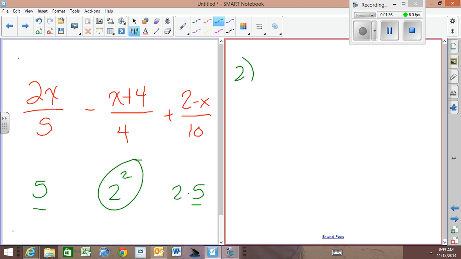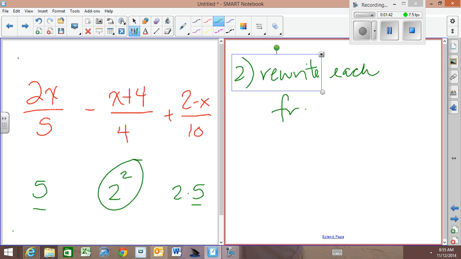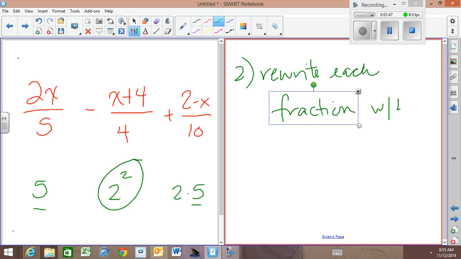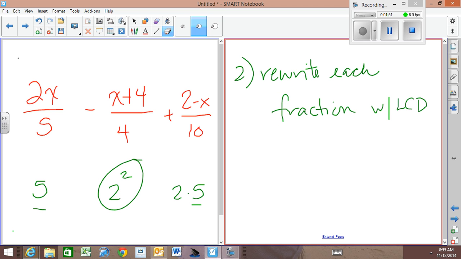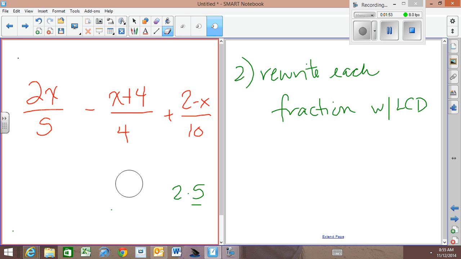The second step is to rewrite each fraction with the common denominator that you decided you wanted to use. So rewrite each fraction with the least common denominator. This is a step that a lot of you, I think, are trying to do mentally, and it's very helpful to write down on paper exactly what you're doing to change each fraction.